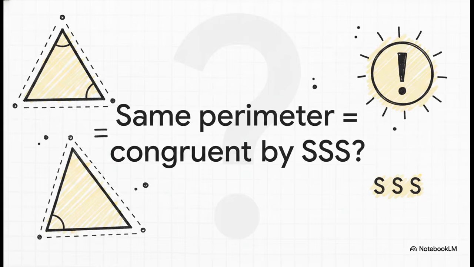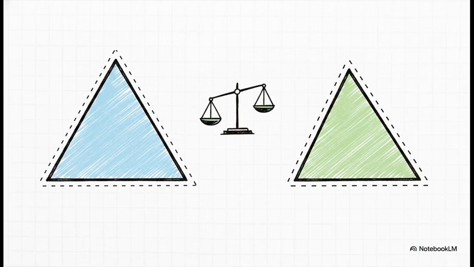Okay, it's time for a quick pause check to make sure we're on the same page. Think about this. If 2 triangles have the exact same perimeter, meaning the total distance around the outside is identical, are they guaranteed to be congruent by the SSS rule? Take a second and think about it. The answer? A massive, definitive no.